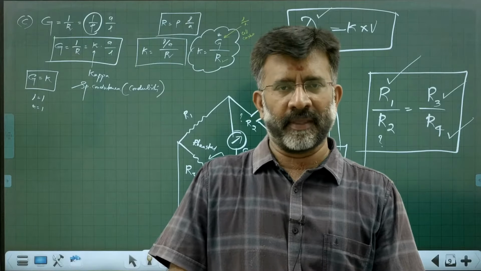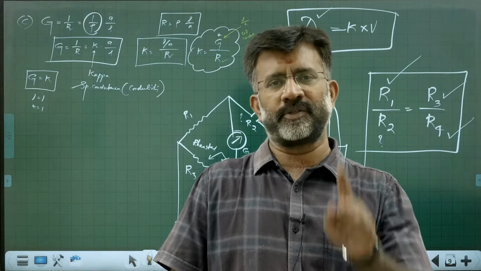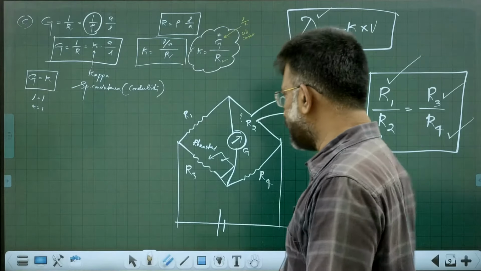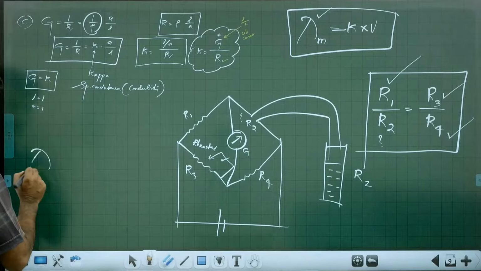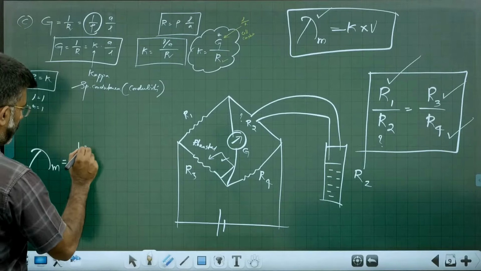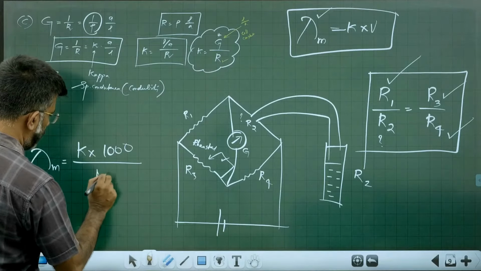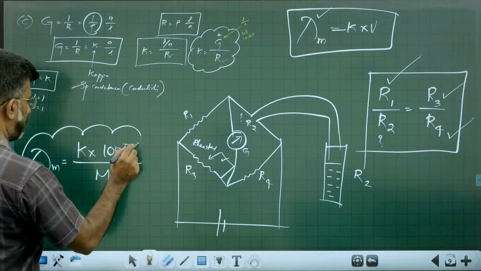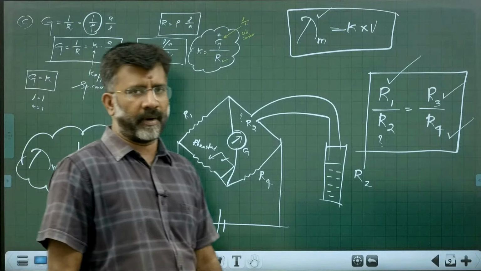Lambda m can be calculated once you know kappa and the concentration. If you know the concentration and the kappa value, you can find out lambda. Lambda m is equal to kappa into 1000 by molarity.